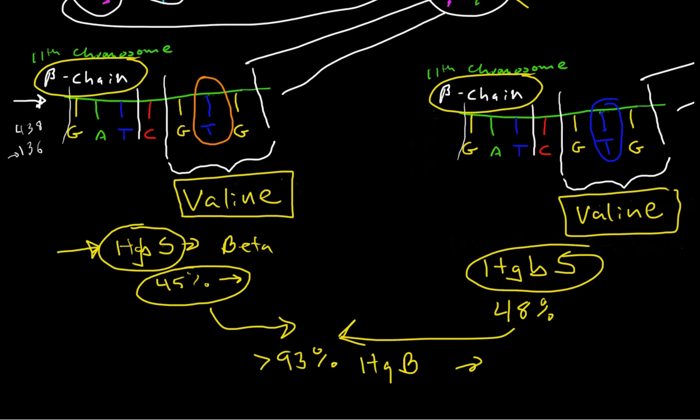To understand this a little bit more, watch my first video on the pathophysiology of hemoglobin, and you'll understand why you need a high concentration where the majority of hemoglobin in the erythrocyte needs to be hemoglobin S in order to cause disease.